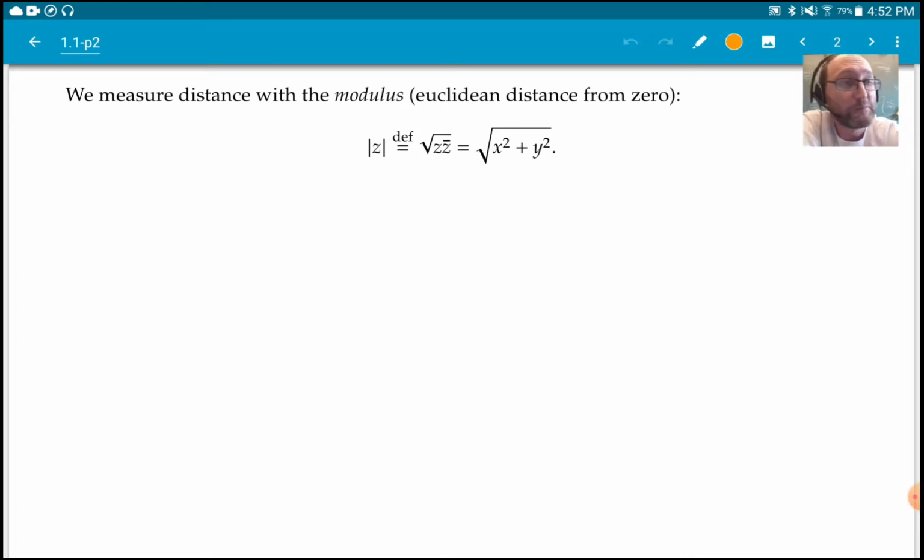So geometry, we'll measure things. We measure distance in the plane by looking at the modulus, which is really just the Euclidean distance from the origin, right? Now you can actually write this in terms of z and z bar. If you take z times z bar, you actually get the modulus squared, x squared plus y squared, right?